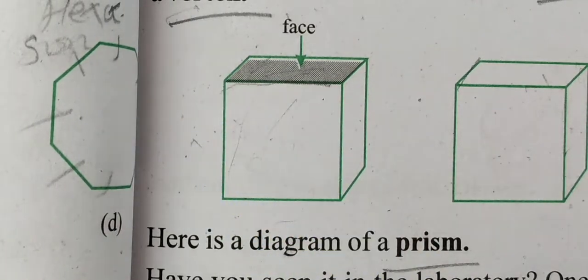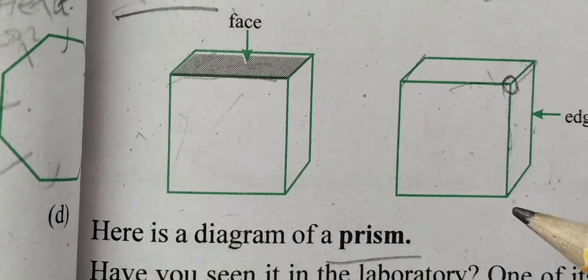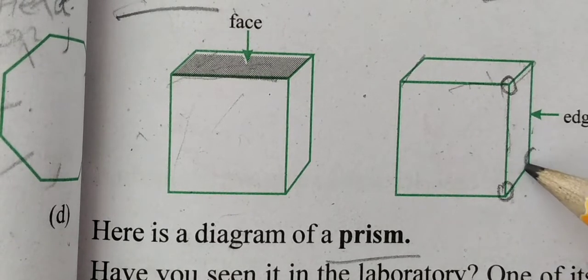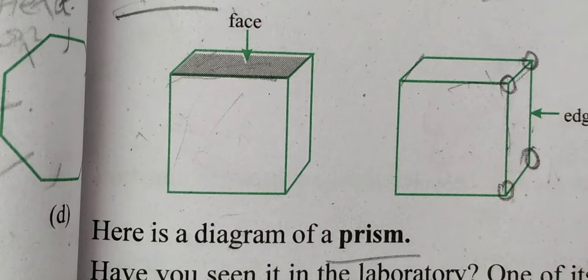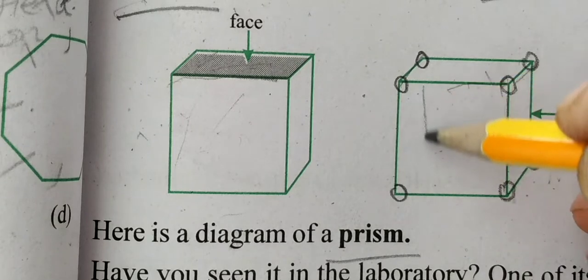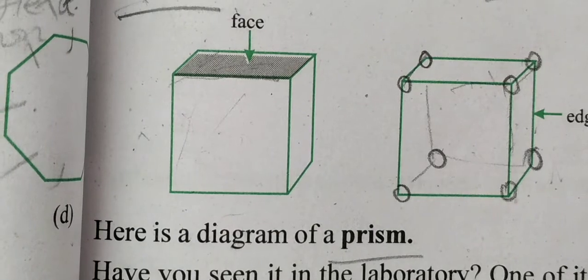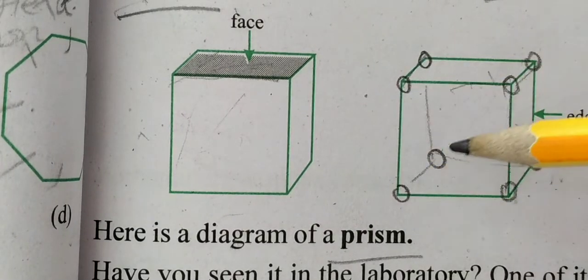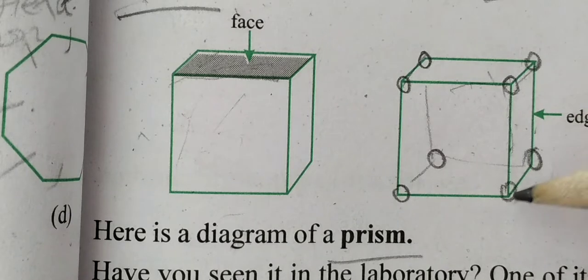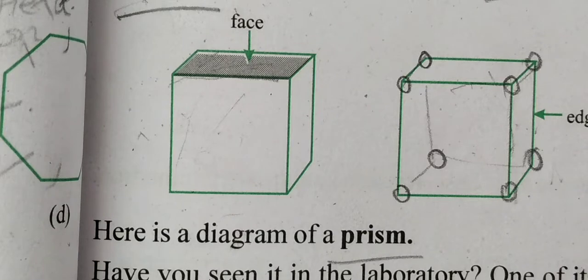And vertex. The 3 edges meet at a point, 1, 2 and 3. This point is called a vertex. This is called a vertex. This is called a vertex. Same way over here, here, here, and the other one you can see which is at the back. So how many vertices? 1, 2, 3, 4, 5, 6, 7, 8. 8 vertices you can see in a cube or a cuboid.